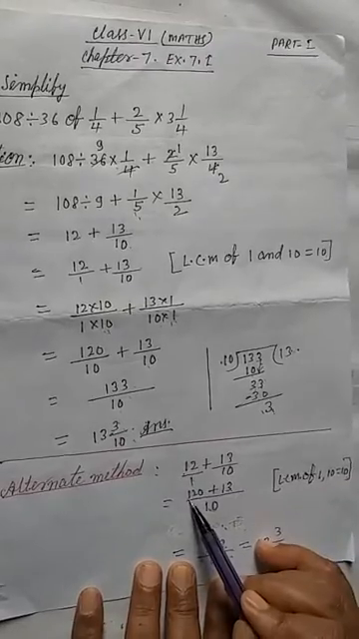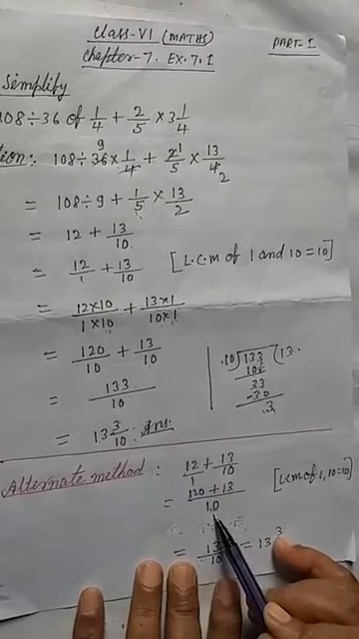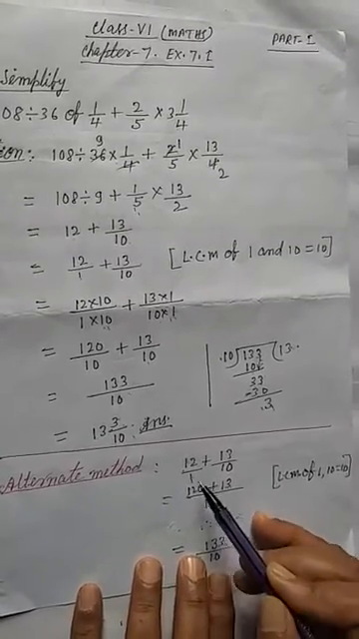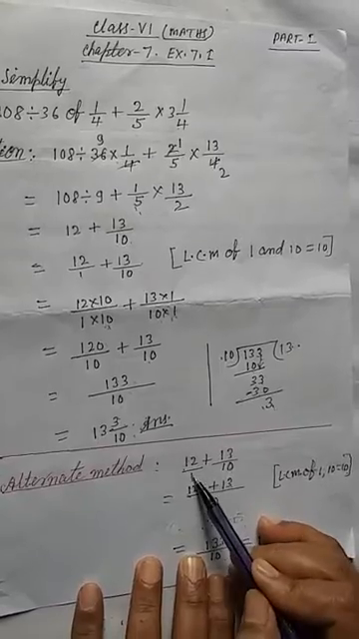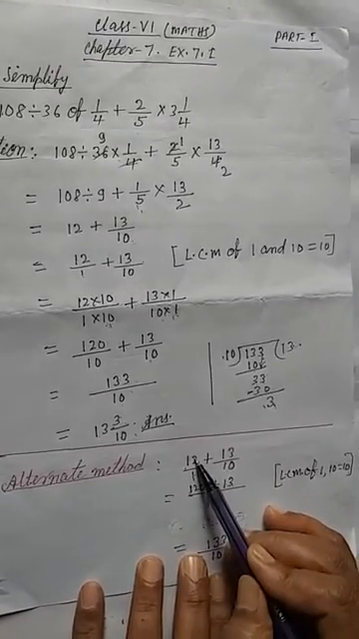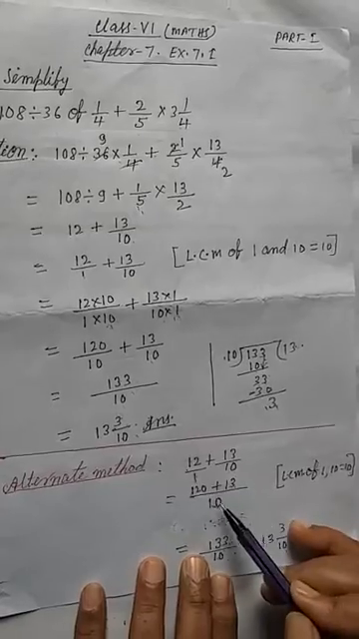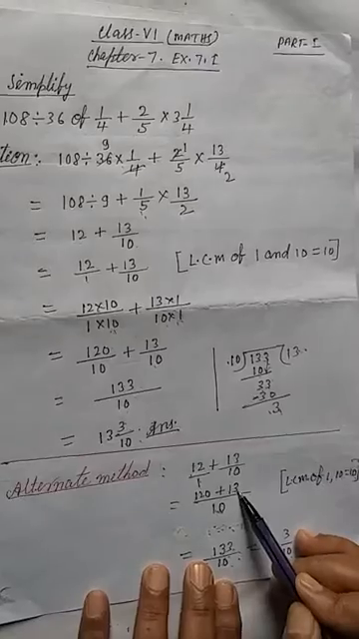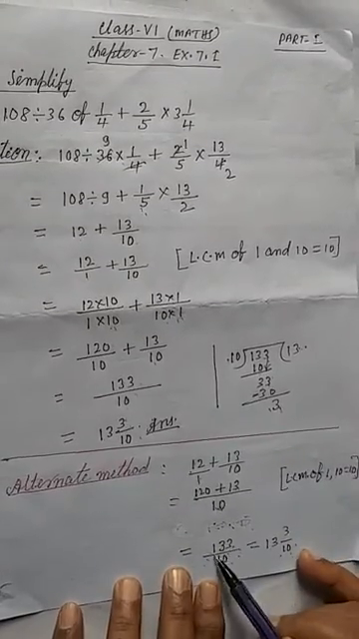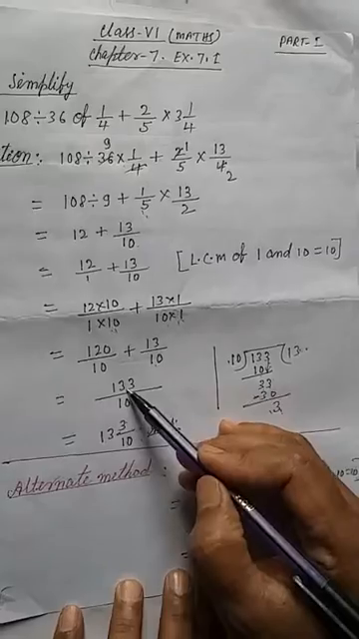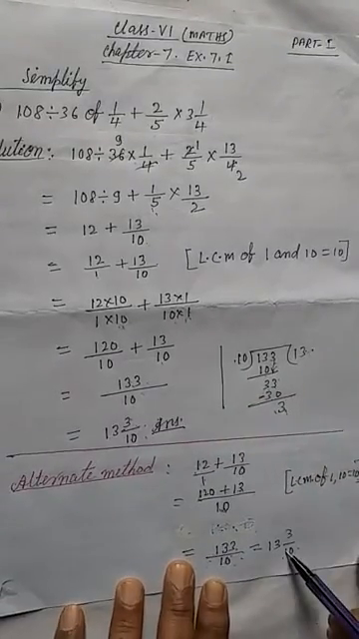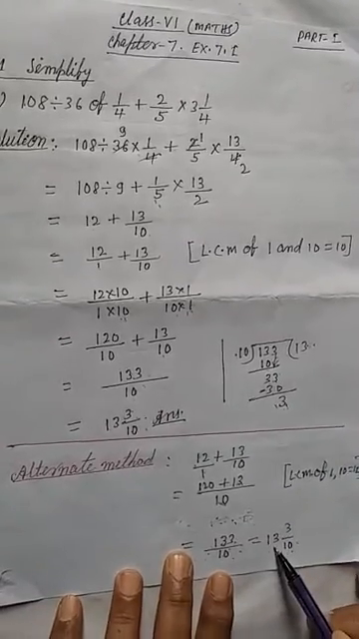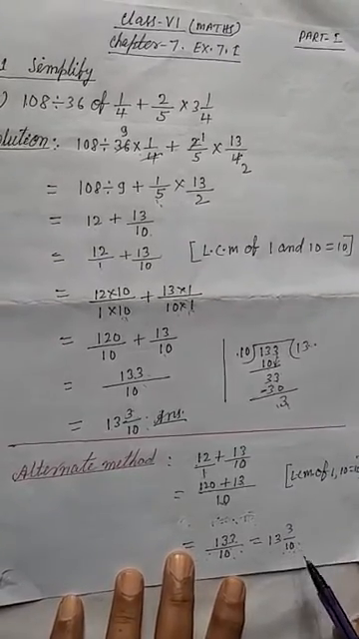Now you write as it is, draw a line and write 10 here. Now 10 divided by 1, because here 10 is the LCM and the denominator is 1, so 10 divided by 1 means 10, and 10 multiplied by 12 is 120. Now 10 divided by 10 means 1, and 1 multiplied by 13 is 13, and after adding this you get 133 upon 10, which is the same. And now you can change it here also, you get the same answer like this, the same method: 13 whole number and 3 upon 10. So this is the answer also.